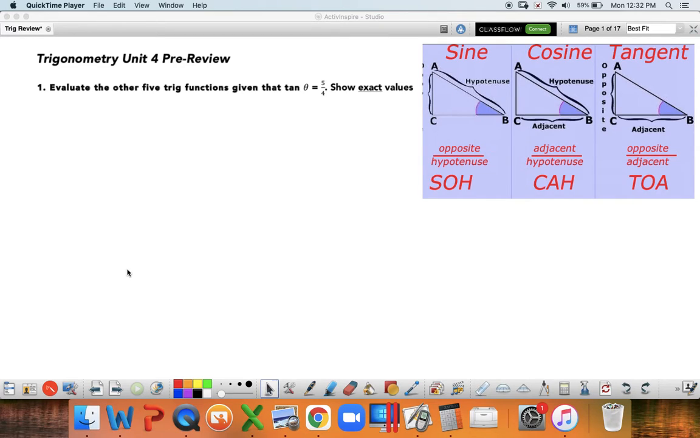So what I did is I handed out a pre-review worksheet, and this is all stuff from last year in Algebra 2, but I know that it's a lot. So I was hoping that everybody would give these questions a shot, either by themselves or with a partner, just to see what you remember from last year. And again, I know that this is a lot. This is basically the entire trigonometry unit from last year, all at one time in one class.